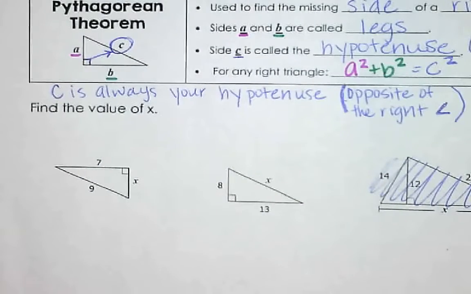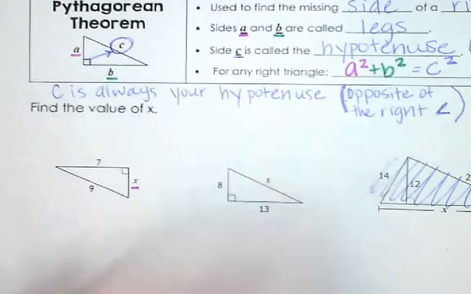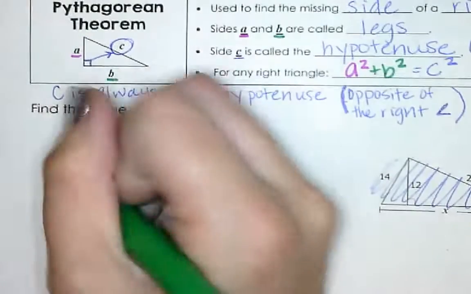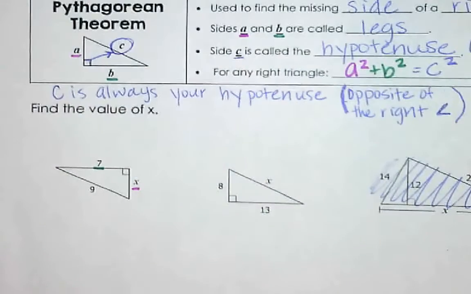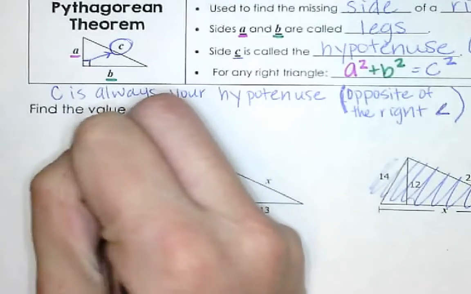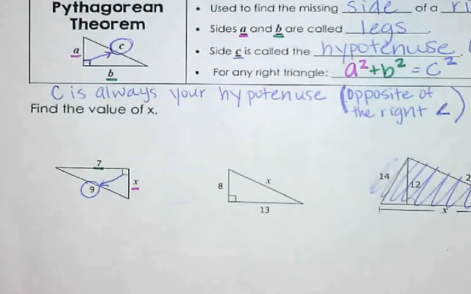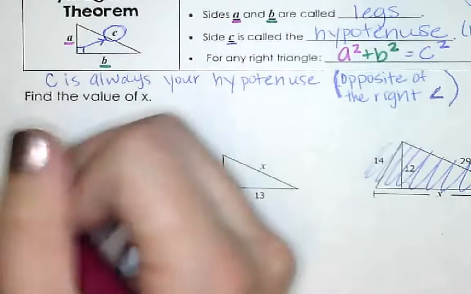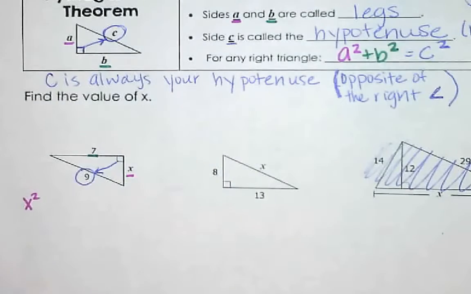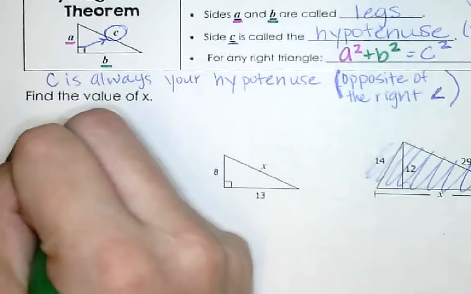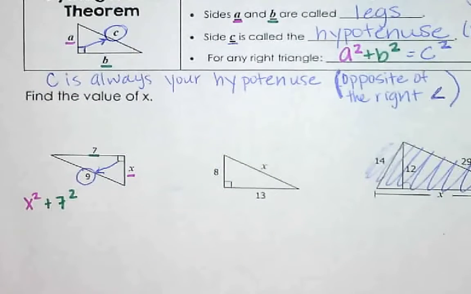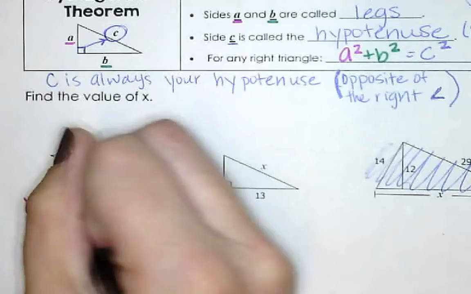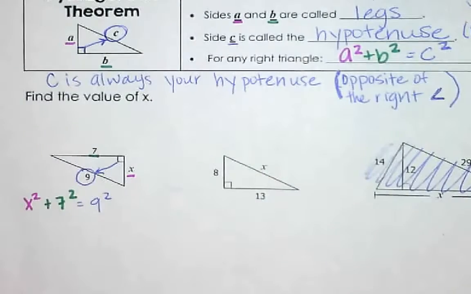So in this case, we want to find our value of x. The first thing, guys, I like to do is label my sides. We have A, we have B is 7, and then 9, that is going to be our C because it's opposite of the right angle. Do y'all see that? That's going to be our C right there. So we are going to write this as x squared plus 7 squared is equal to 9 squared. Are you guys comfortable with that?